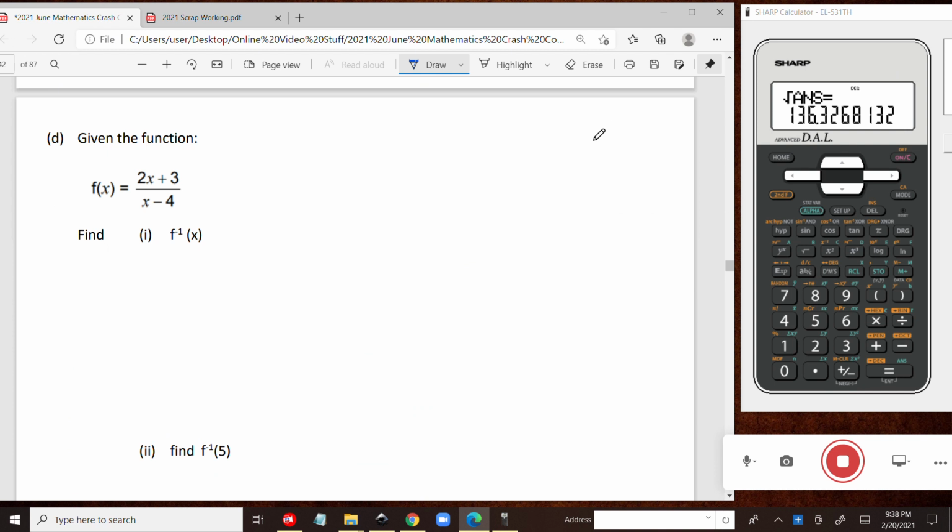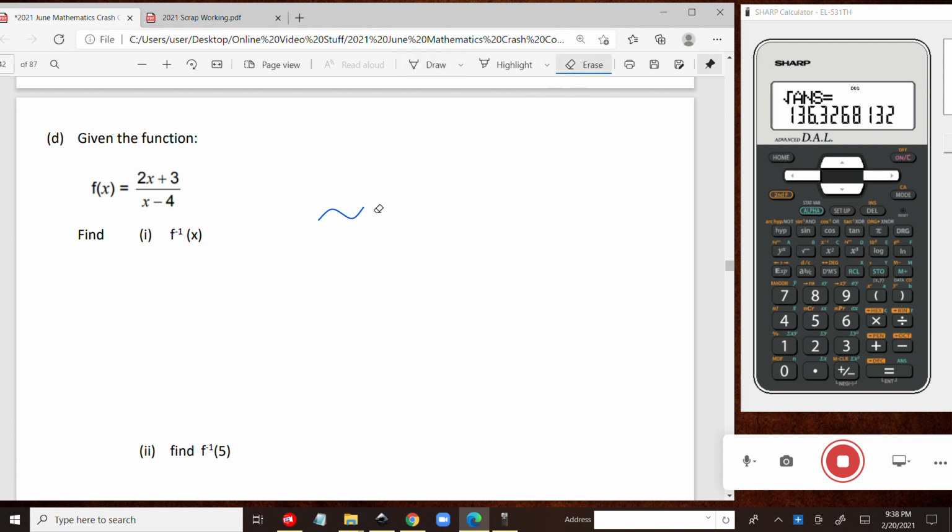All right. So moving on to this question. This question, they want you to find the inverse of this function here, right? So one second, guys. I think my pen is giving a lot of problems here. All right, it's working now.